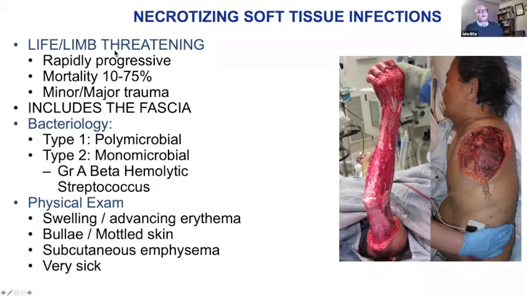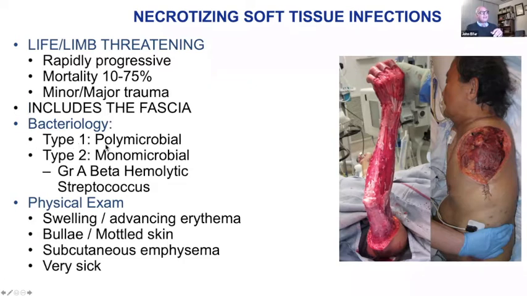These are life-threatening, limb-threatening infections, and they can be some of the worst things that happen in your practice over your career. They're rapidly progressive. The mortality is anywhere between 10 and 75%, and in my personal experience, it's greater than 50 percent for sure. They can occur from minor or major trauma, and they can occur spontaneously. These infections are a forest fire of the fascia.